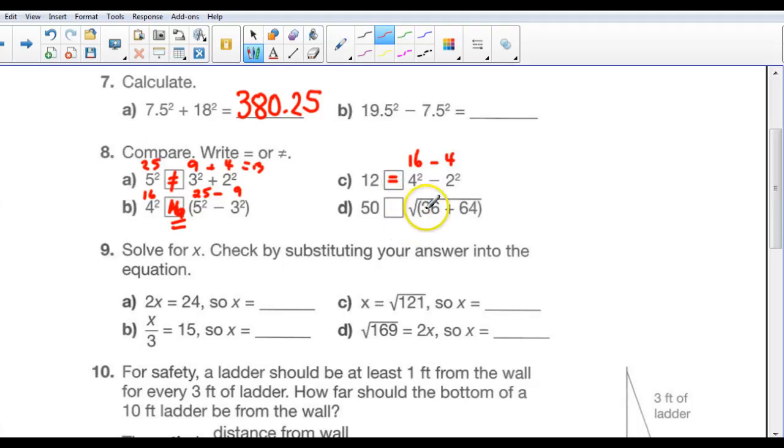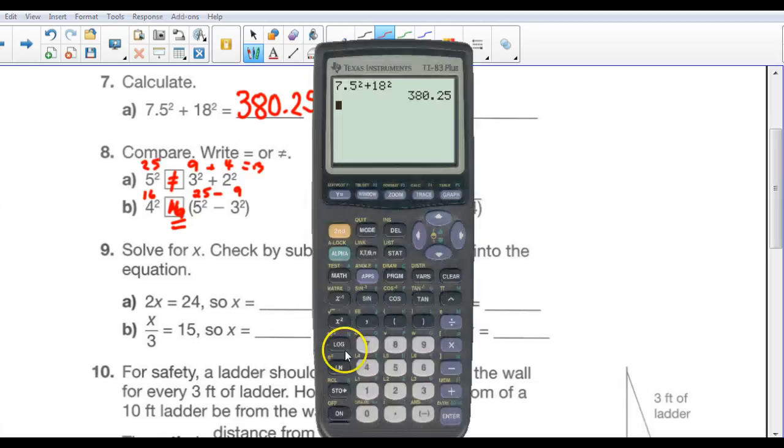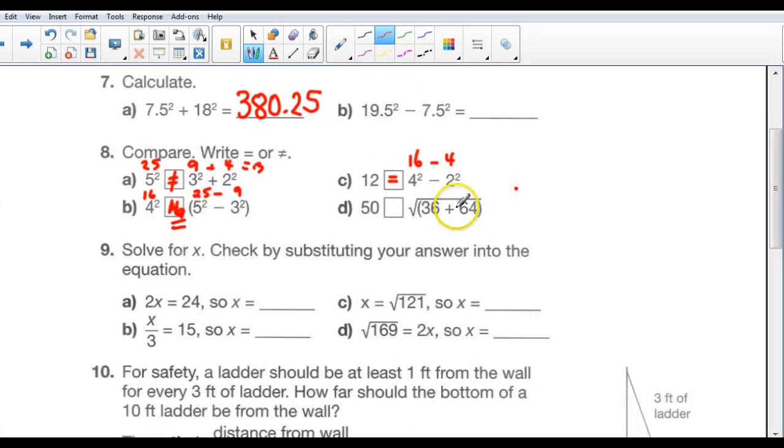And this D here. Square root of 36 plus 64. We have to do BEDMAS, so we have to do brackets first. B is brackets, so we have to add 36 plus 64. Okay, so we take our calculator, and we can do 36 plus 64 equals 100. So we want the square root of 100, and the square root of 100 is equal to 10. So 50 is equal to 10? No, 50 is not equal to 10. Okay?